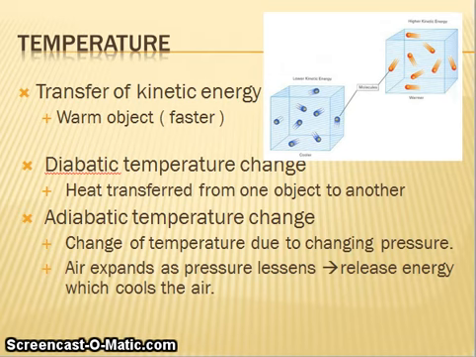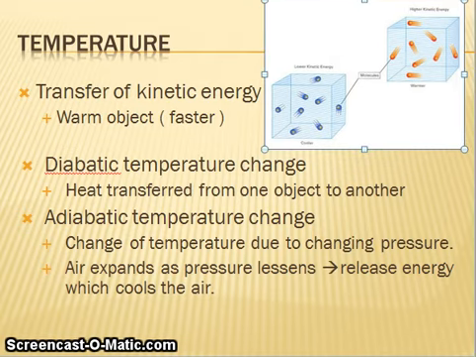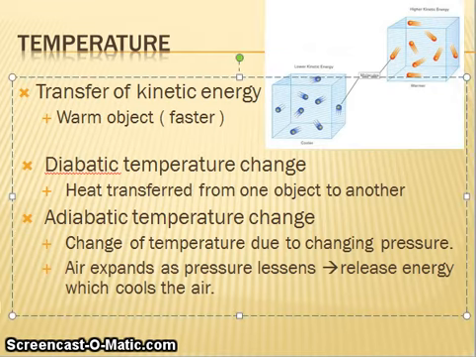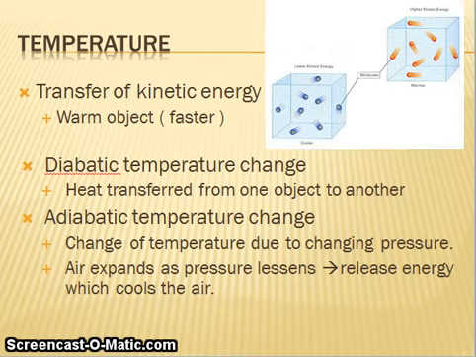When we talk about temperature, we're talking about the transfer of kinetic energy. So warm objects tend to move faster, cold objects move slower, and this is the only diagram I could find; it just shows warm things moving faster than cold things. The reading also talks about two ways that temperature energy can be transferred. We can transfer energy as a diabatic temperature change, which means the direct molecular transfer of energy from one surface to the other.